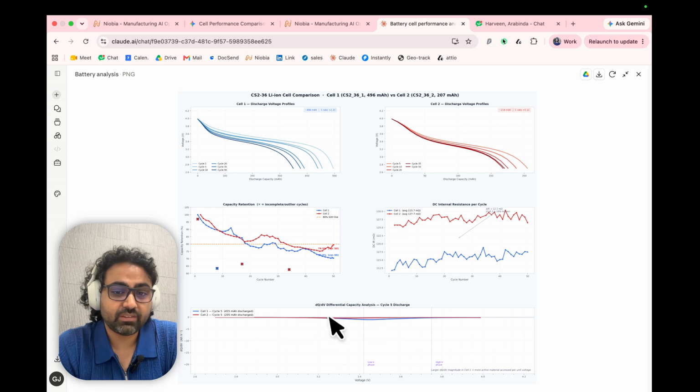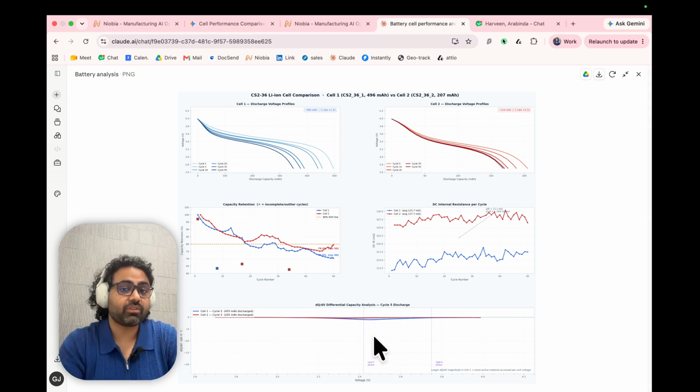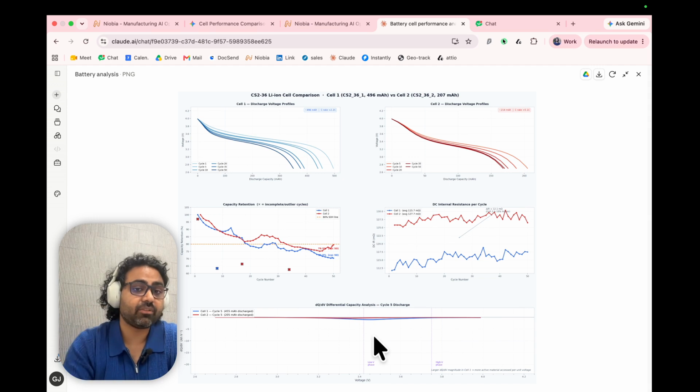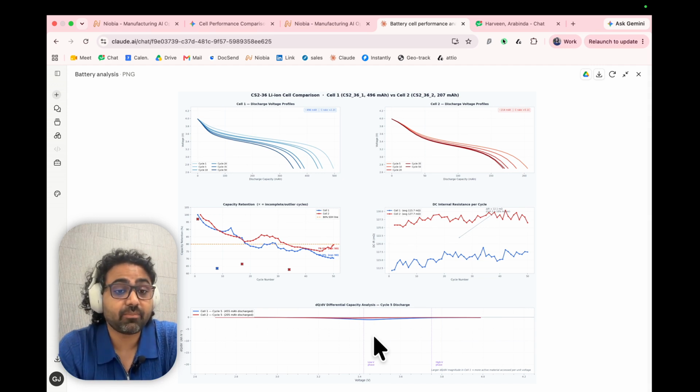The worst one is the DQ/dV analysis. There was definitely an outlier in this profile. It did remove the outliers, but it has not auto-scaled it. So overall, I can't use this output. I have to go back and forth to get better outputs from this model.